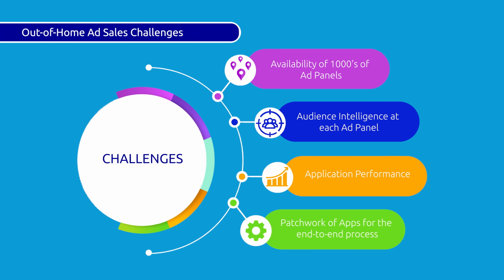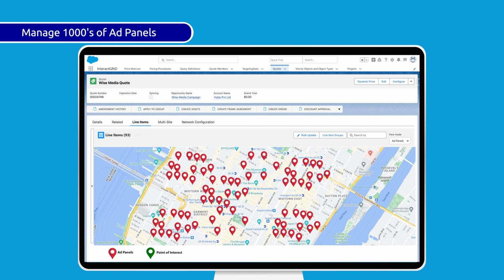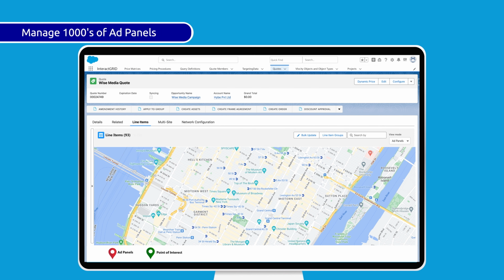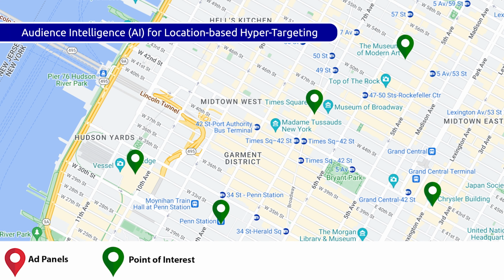InterACT Grid Out-of-Home, built on top of Salesforce Media Cloud, overcomes all the out-of-home ad sales challenges. InterACT Grid Out-of-Home provides the single source of truth on the geolocation of each ad panel in your network, along with its availability calendar. You can now create effective out-of-home ad campaigns.